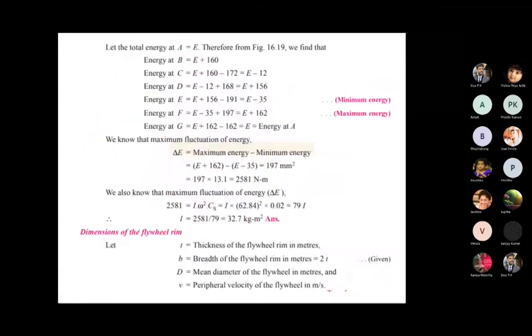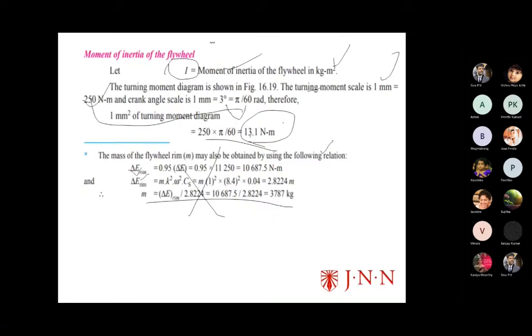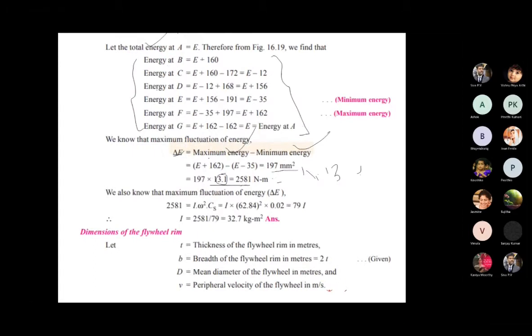Now the total energy at A equals E. From that, maximum energy minus minimum energy gives delta E. Substitute and you will find delta E: 197 mm square, and 1 mm square in this problem equals 13.1 newton meter, which we found in the previous slide. So delta E equals 2581 newton meter.